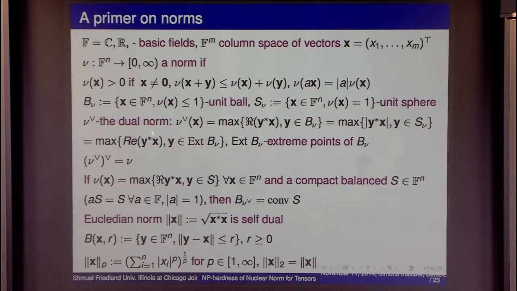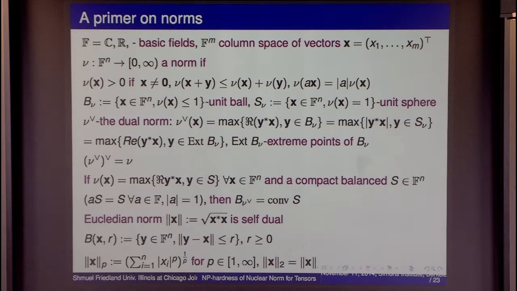Now, sometimes our norm is going to be given by the maximum of the real part of y*x over some set. Everything is in finite dimensions, so B_ν is a compact convex set, so it has extreme points, and therefore this maximum is just the maximum over the extreme points. Next, because we are finite dimensional, if I take the dual of the dual, I'll get the norm.